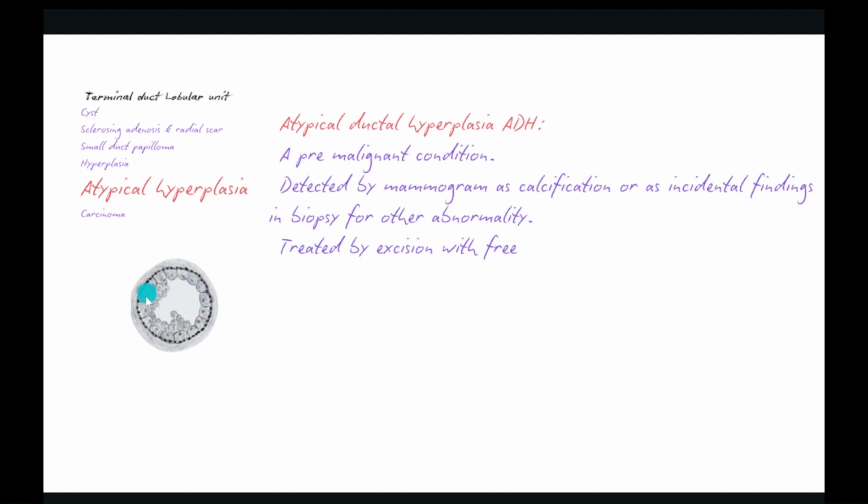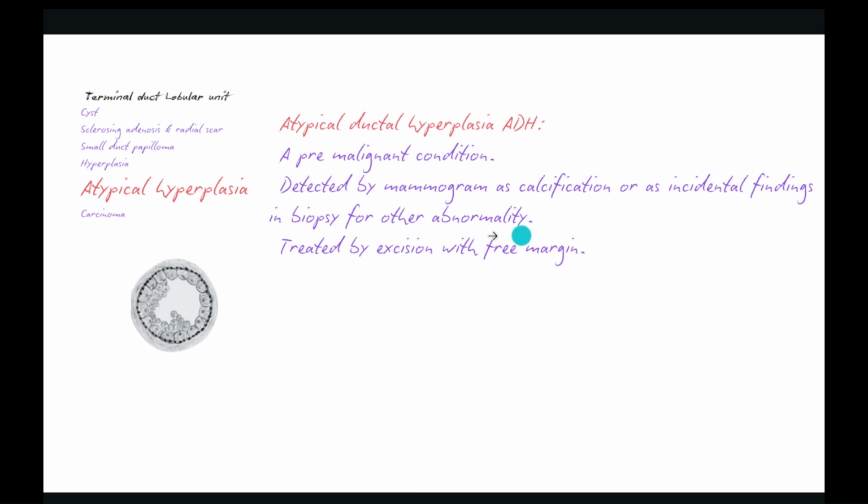Hyperplasia with atypia: once we have more than two layers of myoepithelium and luminal epithelial cells, and the extra layers have malignant features, then we call it atypia. It can be ductal, it can be lobular, and ductal and lobular doesn't mean that it arises from the duct. It can arise also from the acini. The name of the disease is related to the pathological features of the cells rather than the anatomical origin of the tumor or of the hyperplasia itself. Atypical ductal hyperplasia is a pre-malignant condition detected by mammogram as calcification or as an incidental finding in biopsy for other abnormality.